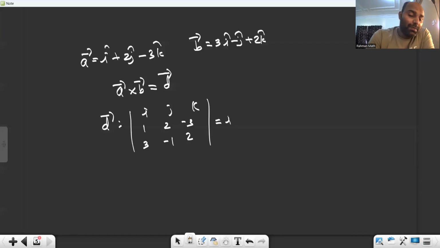That is equal to i into 4 minus 3 minus j into 2 plus 9.